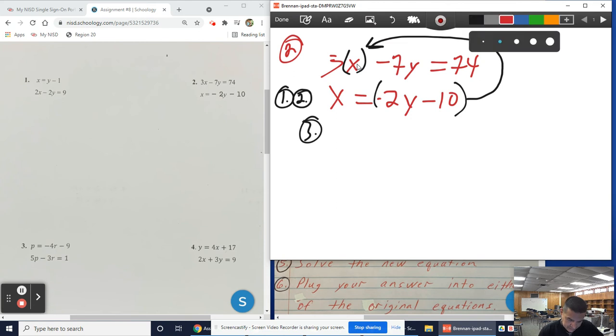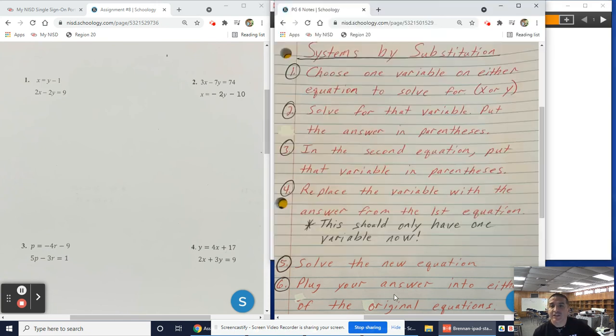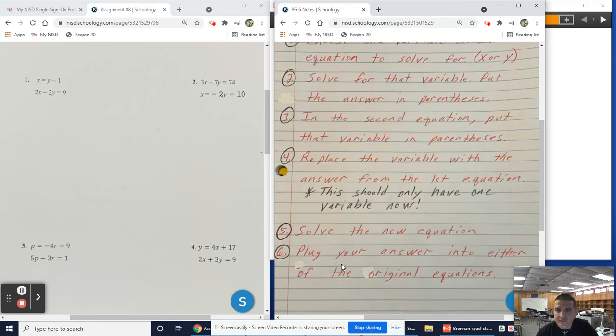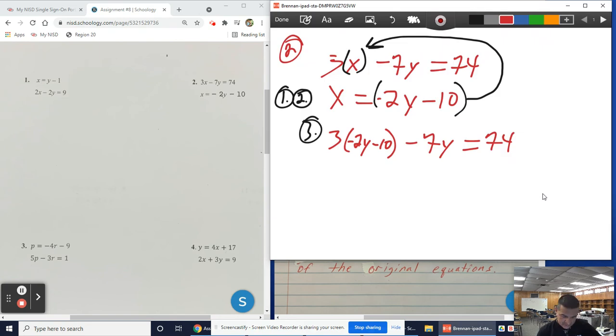And I'll rewrite everything the way it is, right? 3 times x minus 7y equals 74. There's that first equation, right? But instead of x, I'm going to put this in there, the negative 2y minus 10. Notice this new equation doesn't have x in it. All it has is y. That's good because that means I can solve it. So we need to solve this new equation for y.